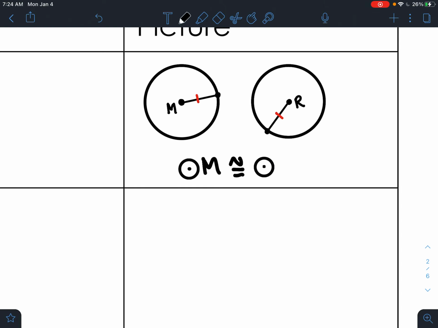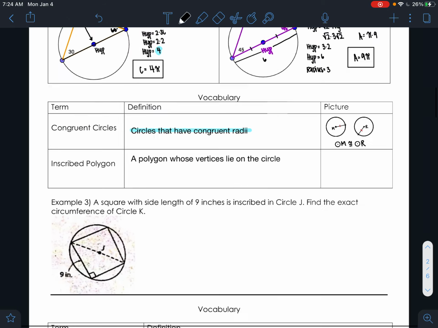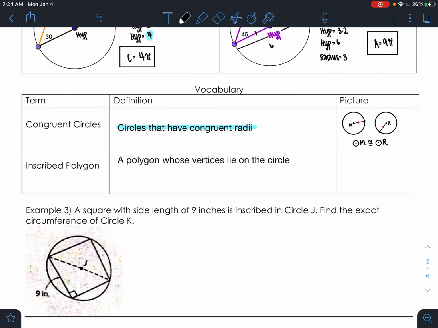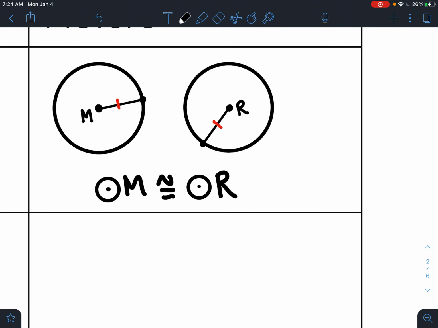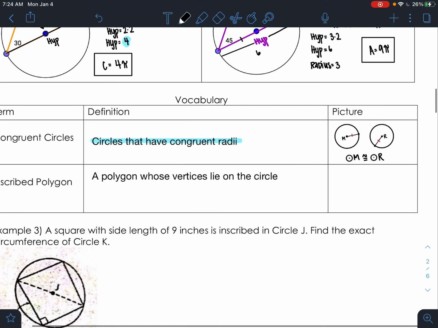And this is actually really important in future lessons, for us to be able to say that if these circles are congruent, then we know that the radii are congruent.